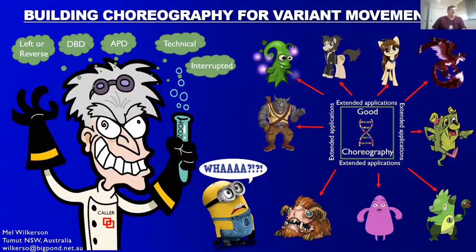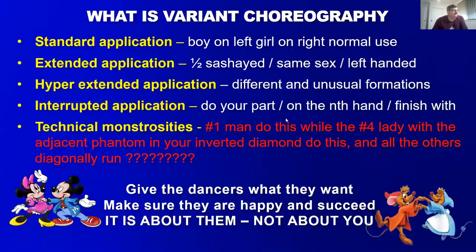All right, so what we're going to be looking at this week is carrying on with the series of modules. We're going to be looking at building choreography of what's called variant movements. Variant movements is a term that is coined. A lot of the time it's called extended applications or various other concepts of extended applications. I like the term variant movements because it's just a variation of the normal. And I'm going to go into a bit of detail of what we're talking about with that.